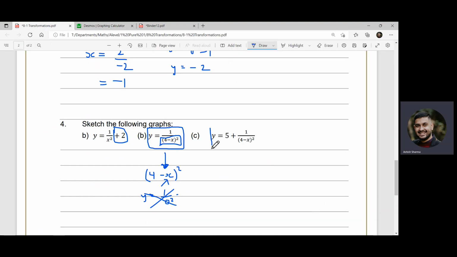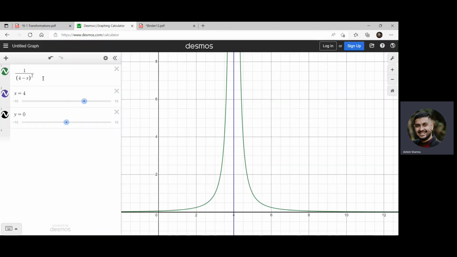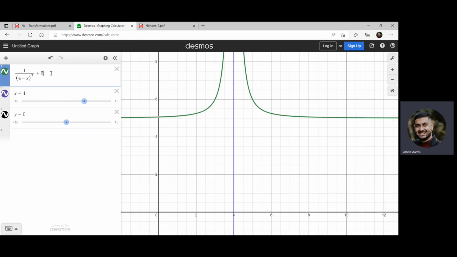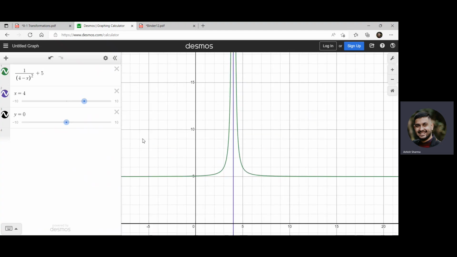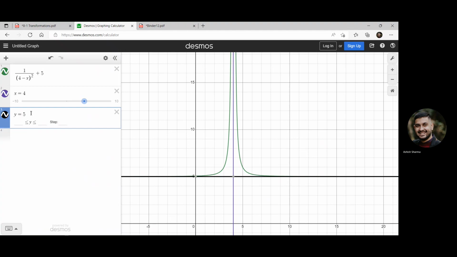Final one that we've got in this video, y equals 5 plus 1 over 4 minus x squared. Well, hold on, we've already seen 1 over 4 minus x squared, and we're just adding 5 to it. As we've seen in the previous examples, adding a number is going to translate the graph upwards. However, once you translate the graph upwards, the asymptotes also come up. So there you go.